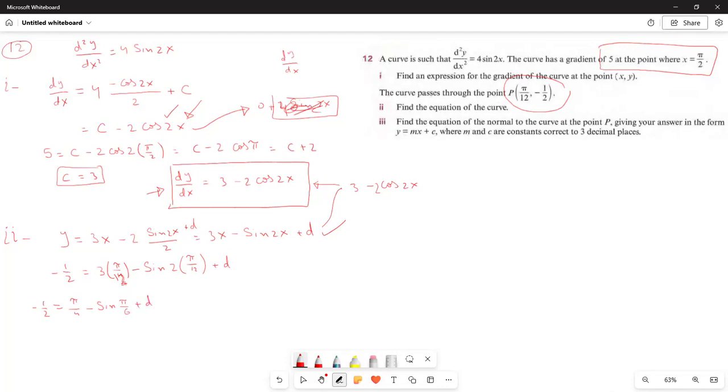Now remember, sine pi by 6 is also 1 by 2. So this is 1 by 2, negative 1 by 2, they will cancel each other. So from here, I can consider d is equal to negative pi by 4. So I conclude that my function y would be equal to 3x minus sine 2x, and d is minus pi by 4. So this is my function.